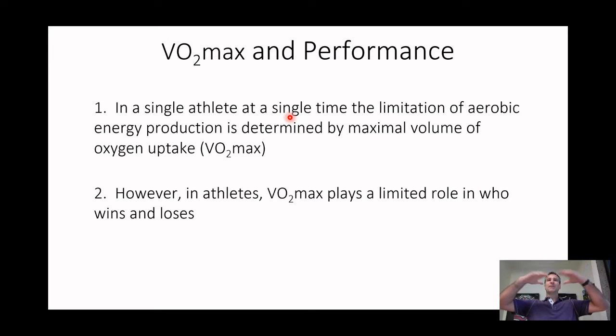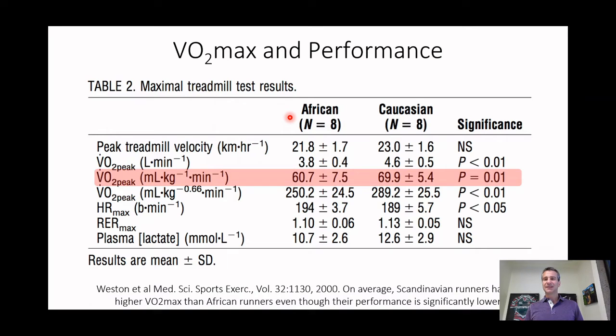But once you get above that certain threshold, whether you're going to win or lose that race isn't really going to be determined by your VO2 max. It's going to be determined by other things. And the easiest way to see that is by looking at some very simple data. This is a maximal treadmill test on national level runners who are either from Scandinavia, these Caucasian athletes, or from East Africa.